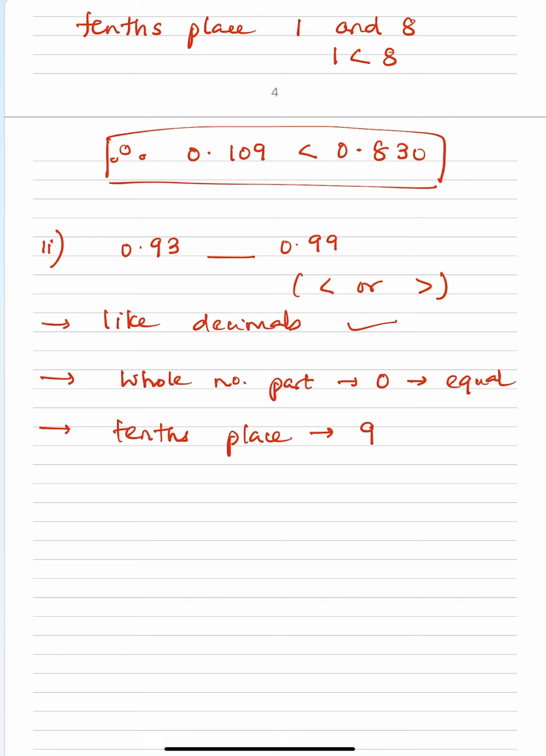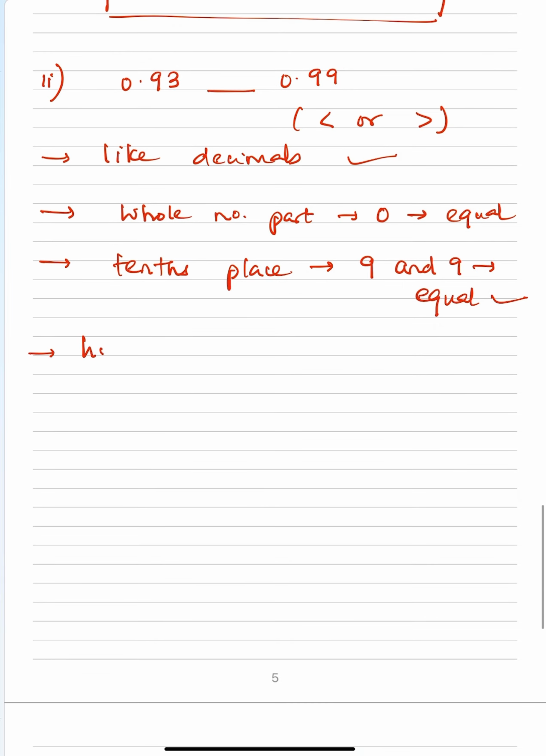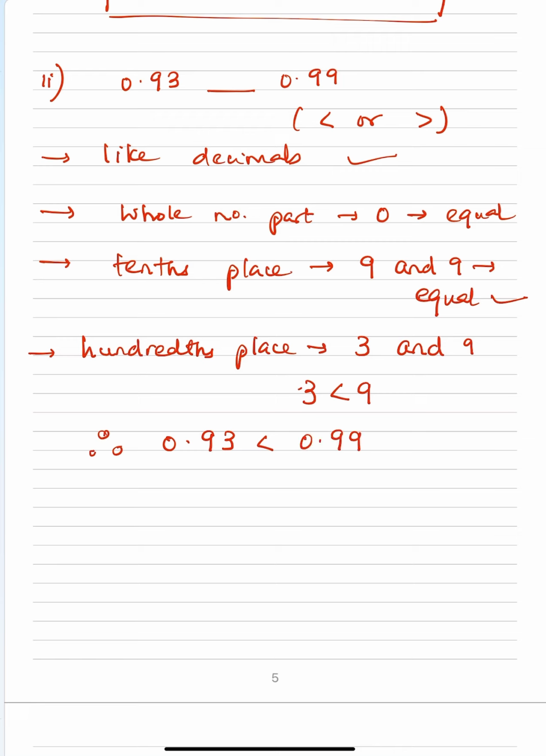Here it is 9 and 9. Again they are equal. So we will go to the hundredths place. Now here the hundredths place is 3 and 9. Here we can say 3 is less than 9. Therefore 0.93 is less than 0.99. So this is the comparison of the given blank. Okay, this way you compare the decimals.